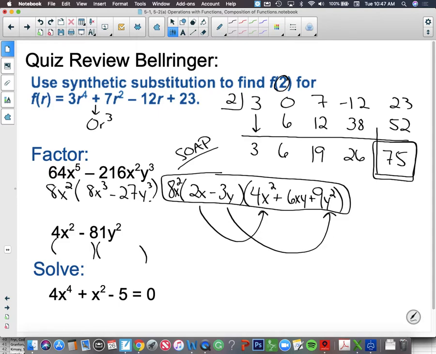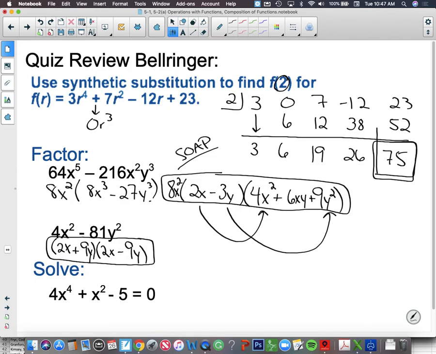So we take the square root of both of those numbers. We're going to have a 2x in front of both of those, and then we'll have a 9y in back of both of those. We just kind of square root the numbers. So same thing in both sets of parentheses. One has a plus, one has a minus. Okay, that is difference of squares.